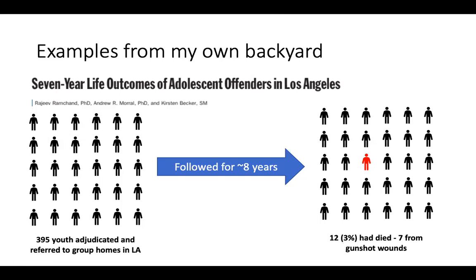So we could estimate the risk of mortality among those youth who were referred to group homes in Los Angeles, which is actually a very sad outcome. And for those interested, you can look at that paper, but we also found that this risk was 500 times higher than youth of similar ages in Los Angeles at that time.